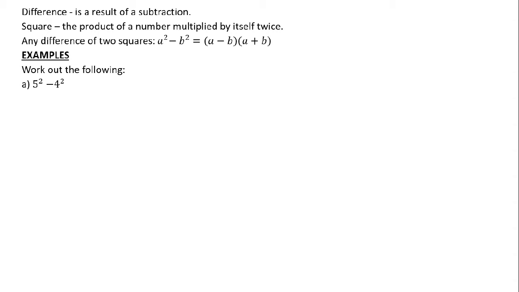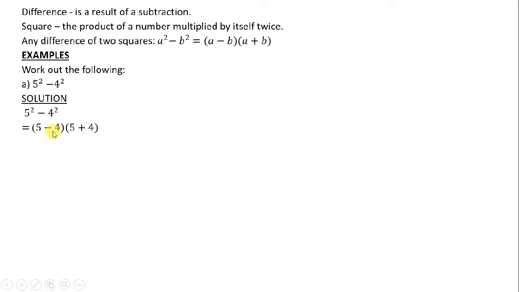Work out the following. We have 5 squared minus 4 squared. Since we have been given squares and we are asked to subtract, what we are supposed to do is to get the difference of the bases. Our base here is 5, our base is 4. Get the difference of the bases times the sum of the bases. Let's do that. So we are going to say 5 minus 4 times 5 plus 4.